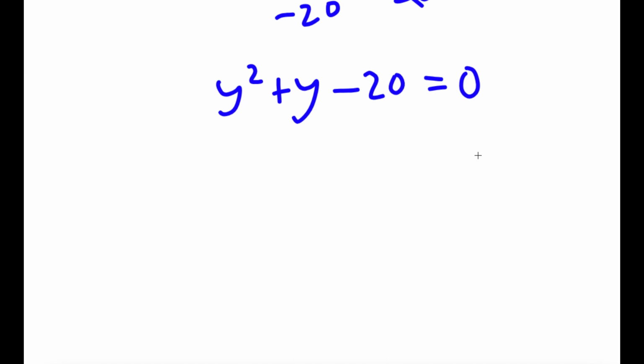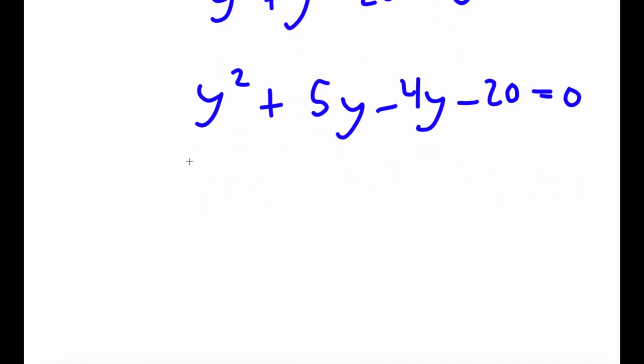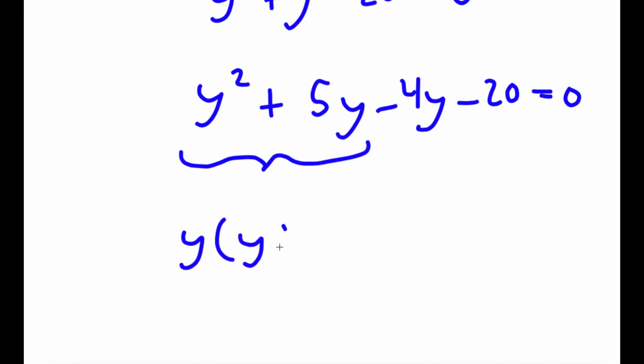So now all we have to do is simply factor this out. Y is the same thing as 5y minus 4y. So now I'm going to factor by grouping. So first, from here, y squared plus 5y, I'm going to factor out y. So I get y times y plus 5.